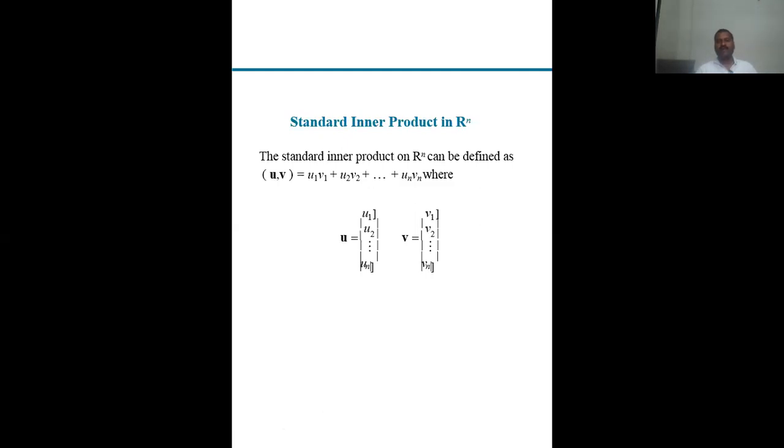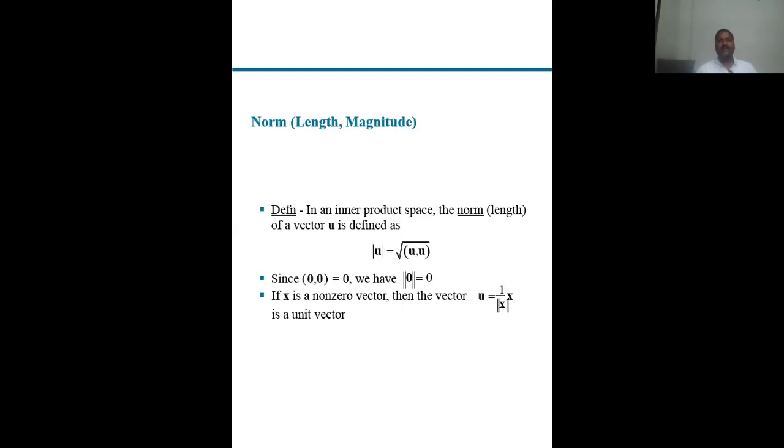Basically, the dot product pops out a number, and that number will give you the degree of similarity. So, if you want to know the degree of similarity between two vectors, then we find the dot product.